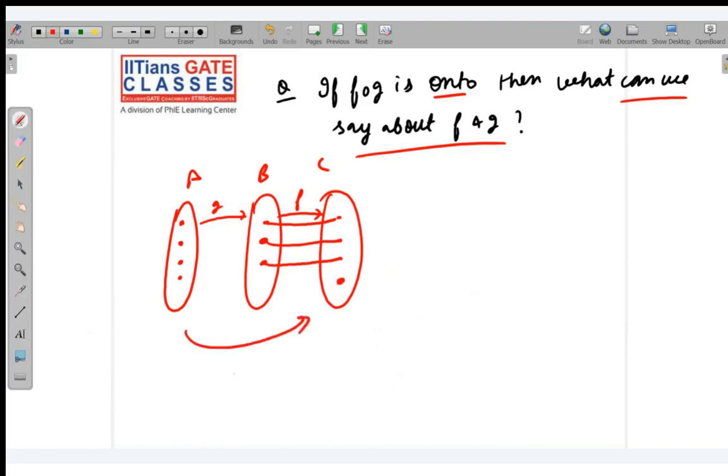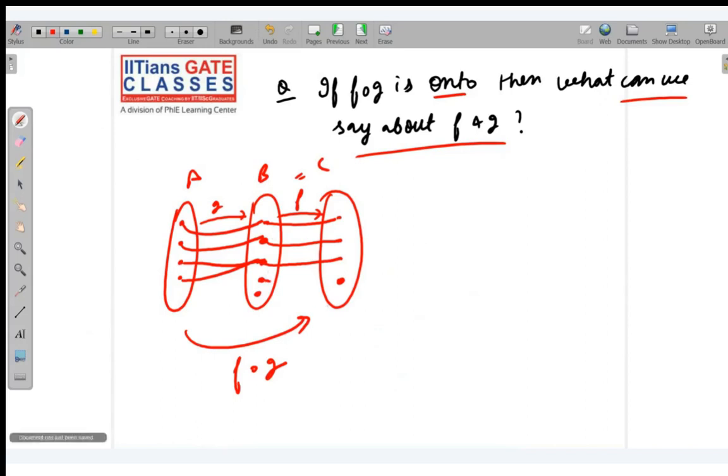So directly or indirectly, for FOG to be onto, F should be onto. G may or may not be onto. For example, here we can have many elements which are left blank. See this. This is mapped to this, this is mapped to this, this is mapped to this, and this is also mapped to this. No problem. Now these two elements are left blank. No problem. But here nothing should be left blank.